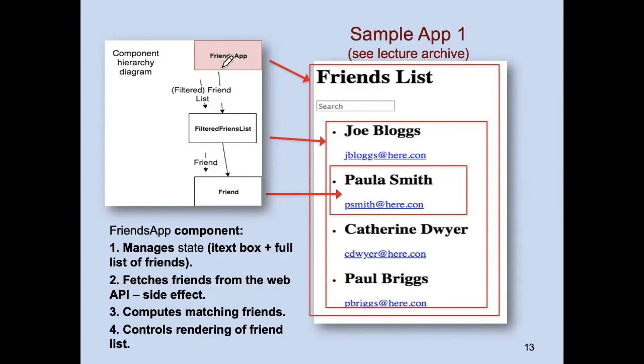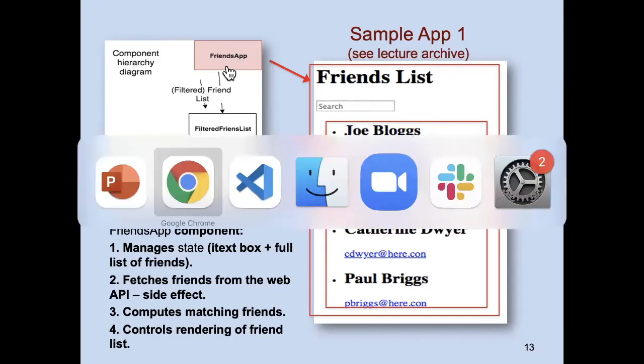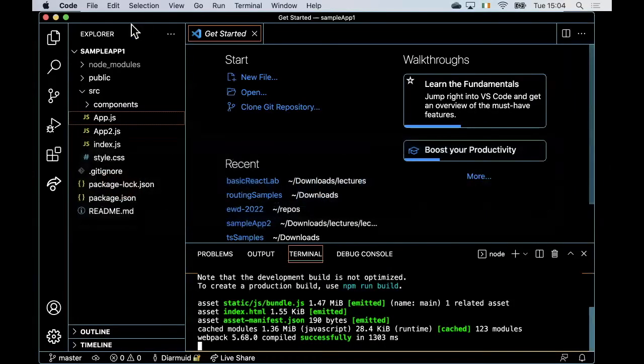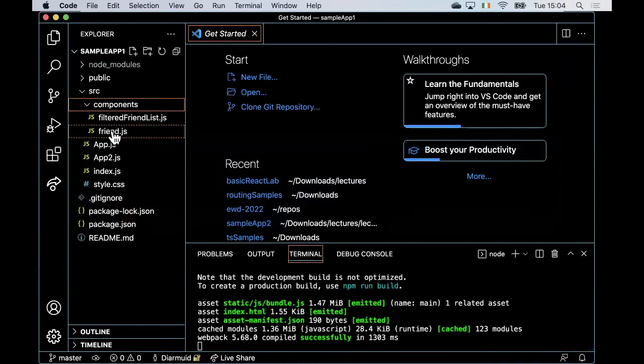And of course, we have this idea that if a state variable changes, this re-renders and its children re-render. And as I said, and we'll look at the code in a moment, this component is going to be talking to the web API to get the list of friends. So it's going to use the useEffect hook to achieve that. So I guess we can look at the code now at this stage. And I take it from the bottom up. I look at the least interesting components first.